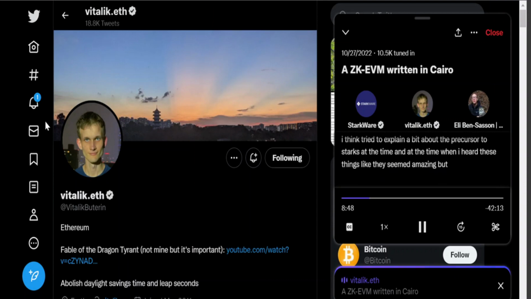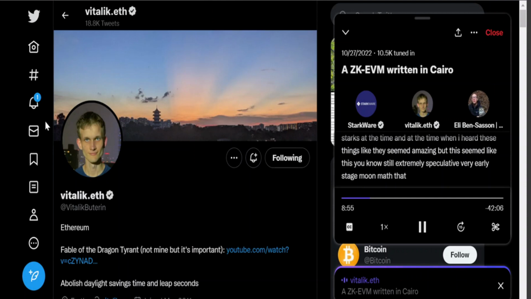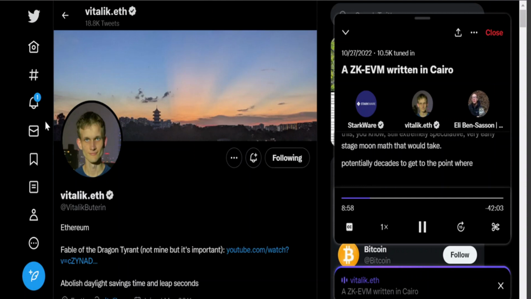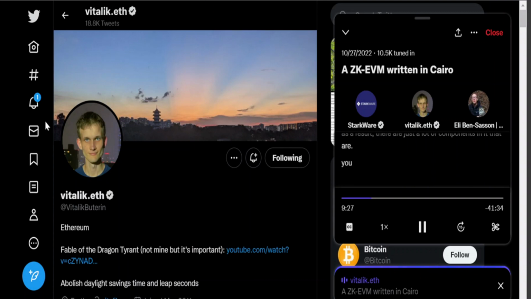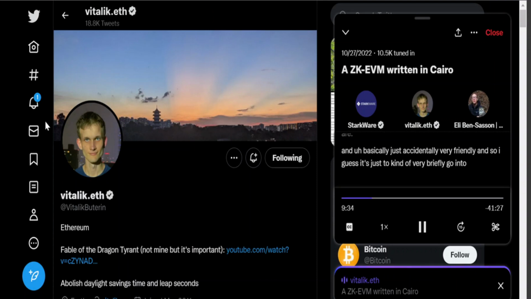And at the time when I heard these things, they seemed amazing, but this seemed still extremely speculative, very early stage moon math that would take potentially decades to get to the point where it's actually something that we can use, right? It just felt like this far away future thing. And so the EVM was not really designed with any kind of friendliness toward SNARKs or STARKs or zero knowledge in mind. And as a result, there are a lot of components in it that are accidentally very ZK unfriendly. So let me very briefly go into what it means for something to be ZK friendly and ZK unfriendly, right?